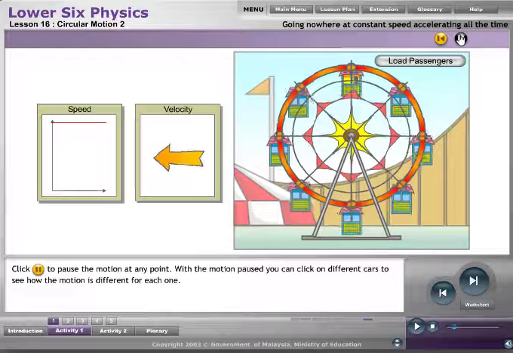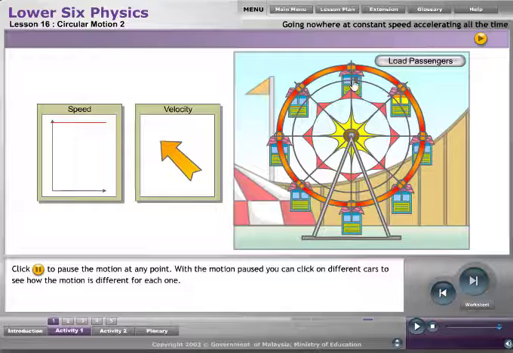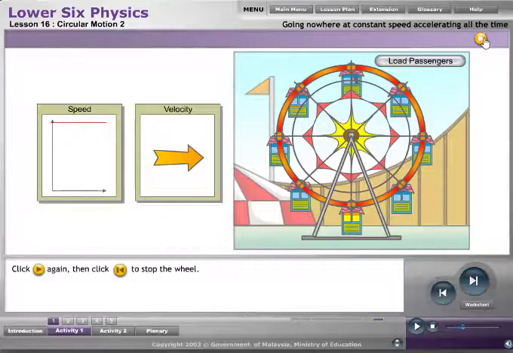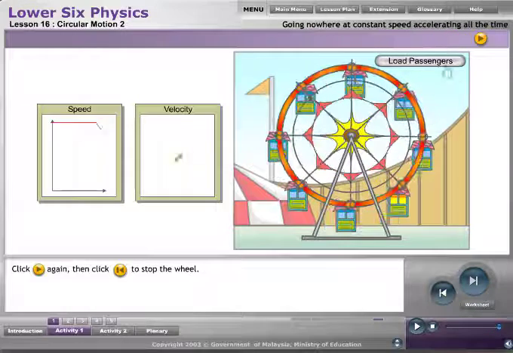Click Pause button to pause the motion at any point. With the motion paused, you can click on different cars to see how the motion is different from each one. Click Play button again, then click Reverse buttons to stop the wheel.